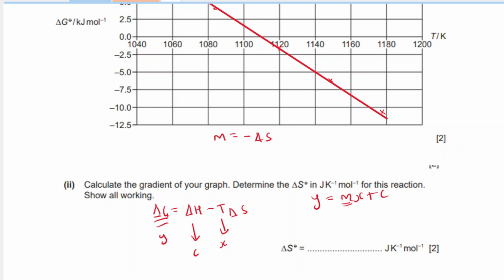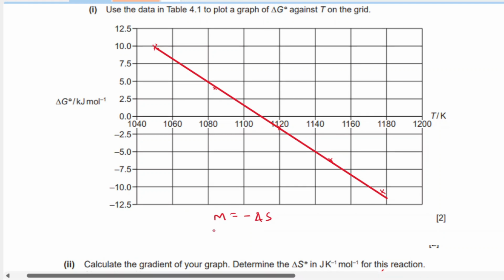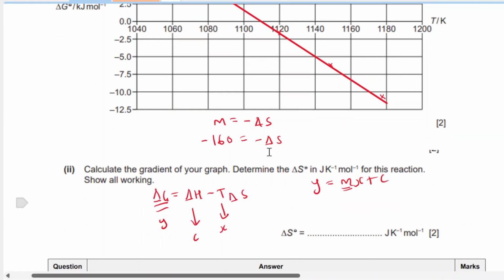After you do that, you just find the gradient from the graph using y2 minus y1 over x2 minus x1. You can choose any two points, maybe this point and this point over here, and you just do the normal gradient calculation. You should get somewhere around negative 160. So you get negative 160 equals negative delta S. So to get your delta S, you just divide by negative 1 on both sides, and hence you get positive 160 as your entropy change. And that's it for question 3.